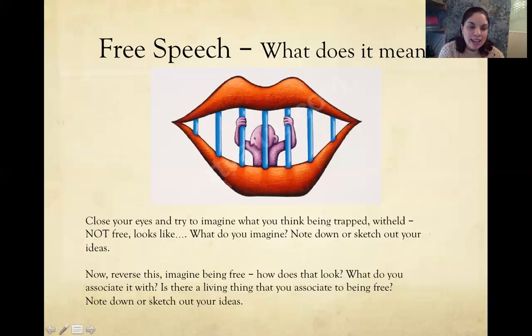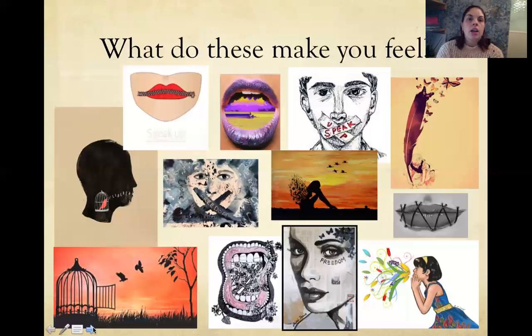Okay, right, so you should have quite a few ideas, and you've got the opposite. So you've got the kind of trap side of it, and then the freedom side of it, okay? So have a look at these images here that I've got for you. There's a range, and they're representing different things.